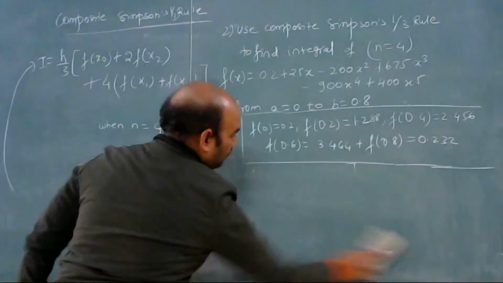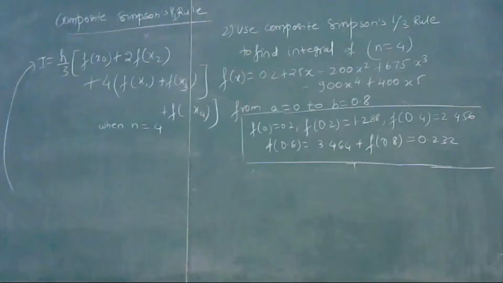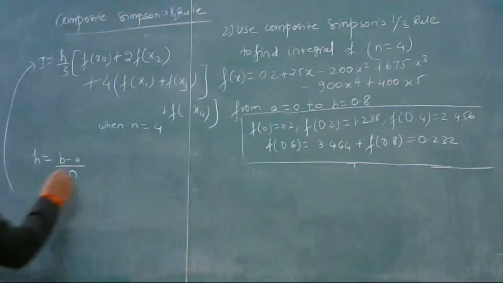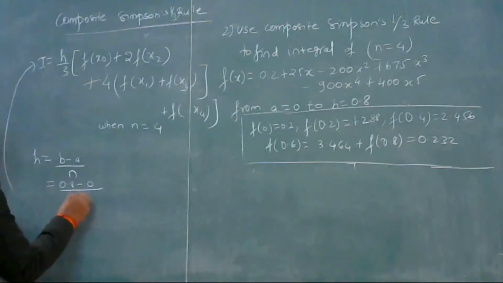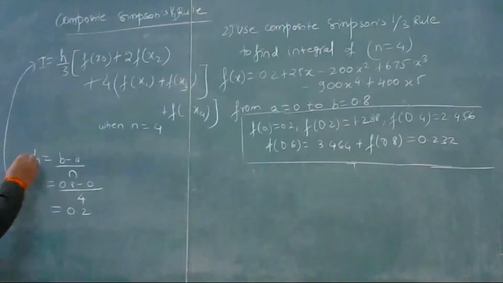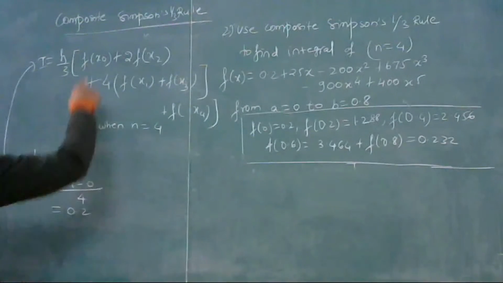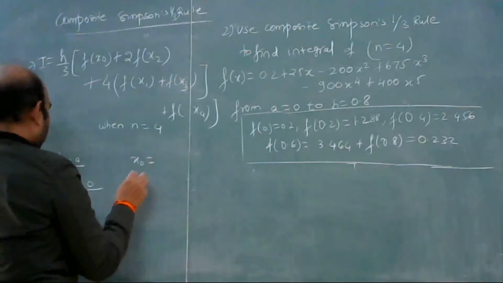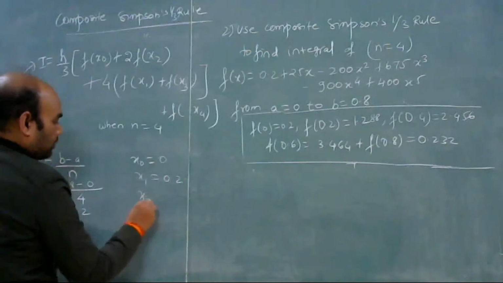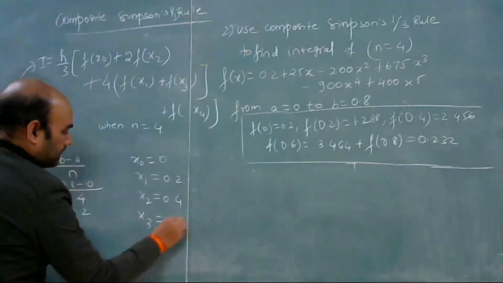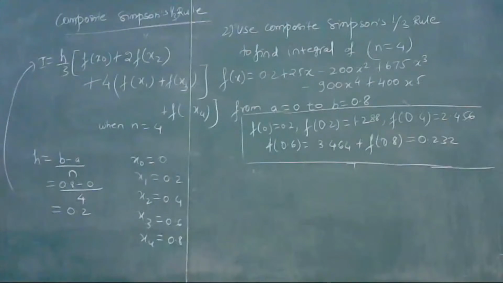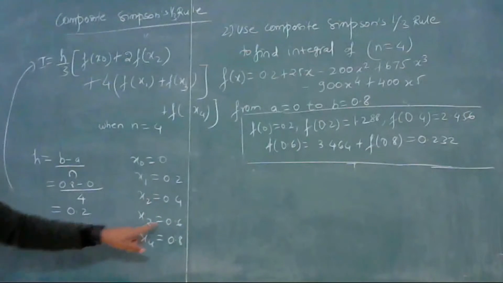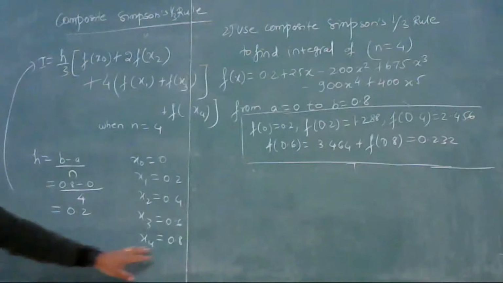So here n is equal to 4. So we have to calculate the value of h. The value of h will be equal to b minus a divided by n. So b is 0.8 minus a is 0 divided by n is 4, so this will be 0.2. So the value of h is 0.2. Now we have to find f of x0, x1, x2, x3 and x4. The value of x0 will be equal to 0, x1 will be 0.2, x2 is 0.4, x3 is 0.6 and x4 is 0.8. In this way we have divided the interval into 4 intervals.